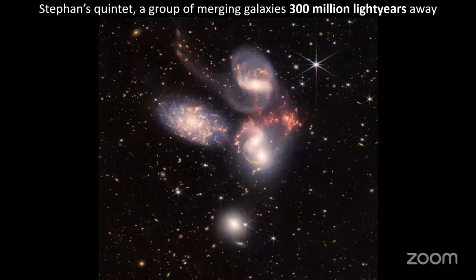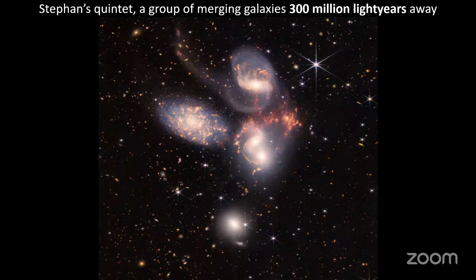Go a little further away, about 10 times further. This is about 300 million light years away. This is a group of galaxies called Stephan's Quintet. It's what we call interacting or merging galaxies. So galaxies are very massive. Everything with mass has the force of gravity affecting it. And so if galaxies get too close together, the gravity actually starts pulling them together, and they will eventually get pulled together and merge together and form one new, even bigger galaxy.